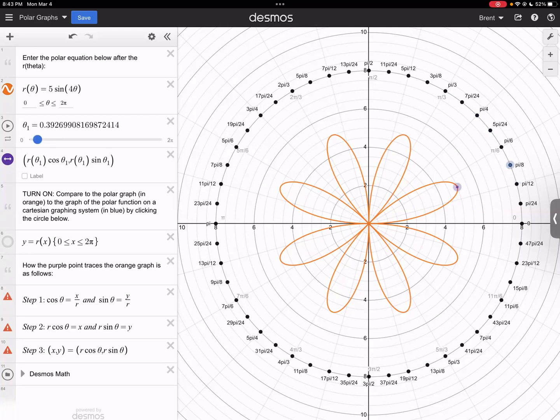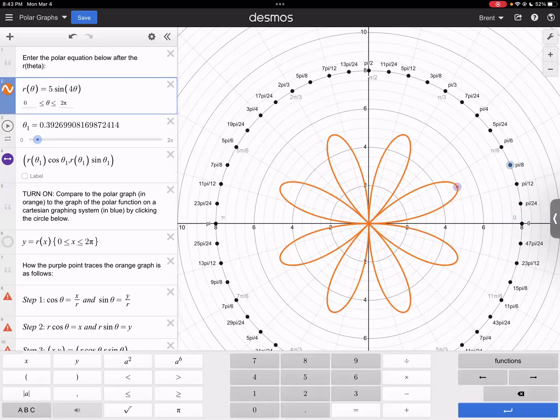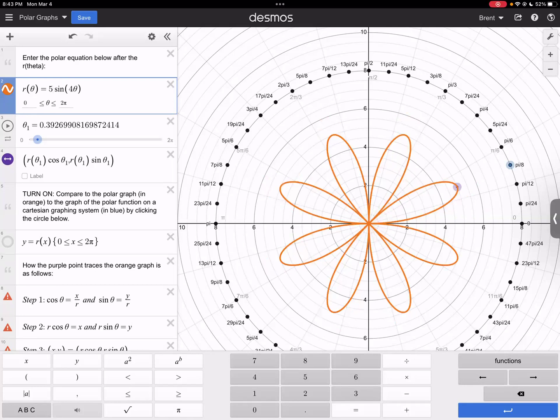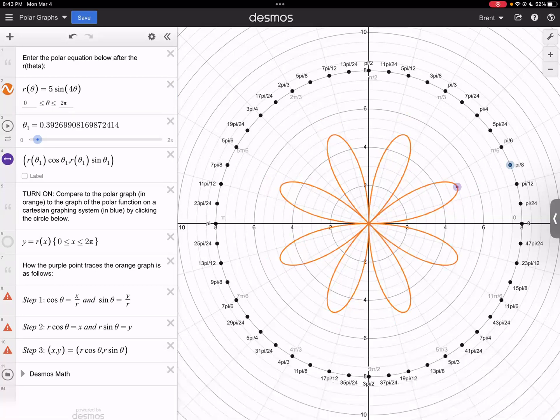This is a maximum because, whoops, went too far. This is a maximum because my purple dot is pointing at my blue dot. This is a maximum 5 units out. It's 5 circles out. That's because the equation right here has a 5 right there. If I change it, I can make it a 6 to make it bigger. I'm going to leave it as a 5. Because it's pointing at that blue dot, that's a maximum.